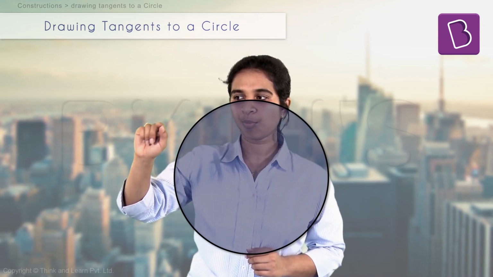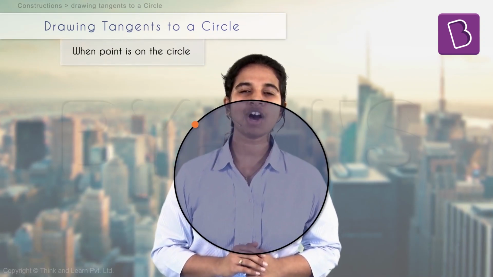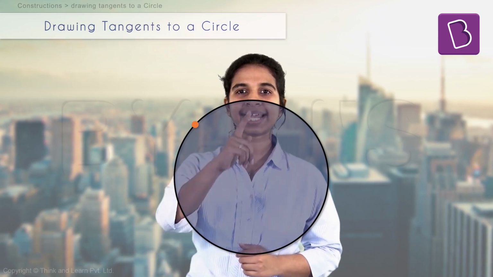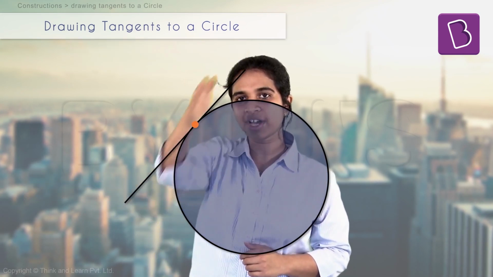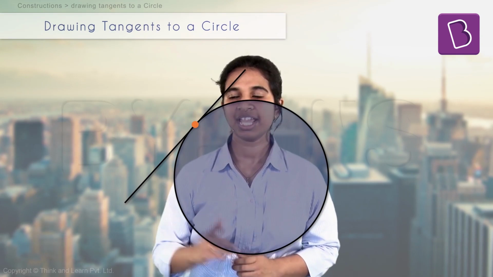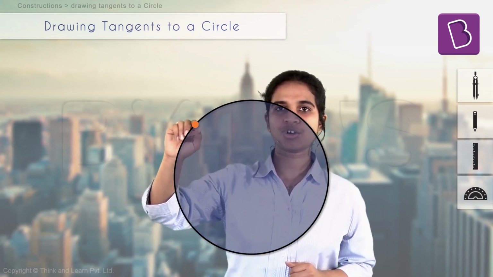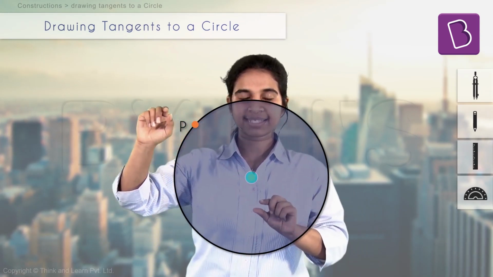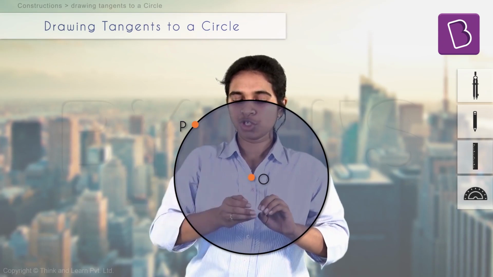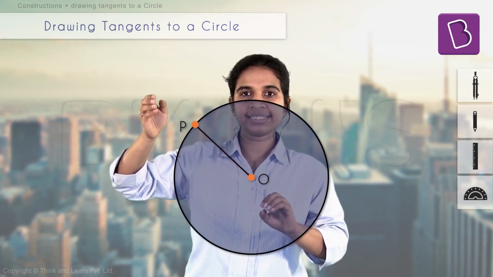Simple. Now let me take a point on the circle. If you take a point here on the circle, now how many tangents can you draw? Exactly one tangent. At this point, we can draw exactly one tangent. If you were asked to construct this tangent, how would you construct? This is a very simple tangent to construct. Let's call this point as point P. Let's say center of the circle is O. Join O to P. This is the radius.